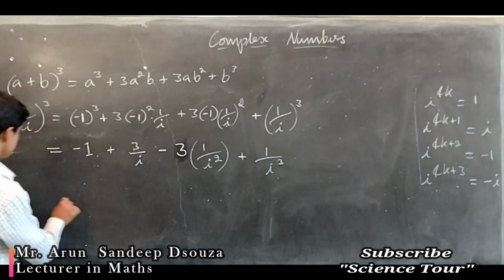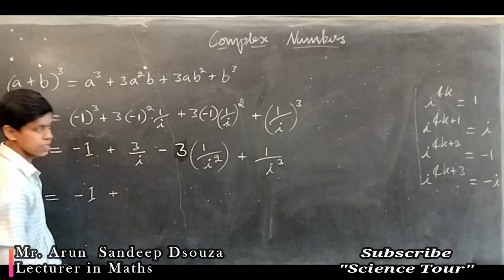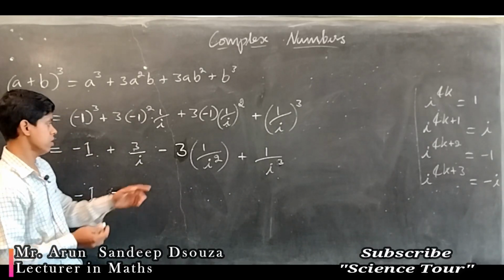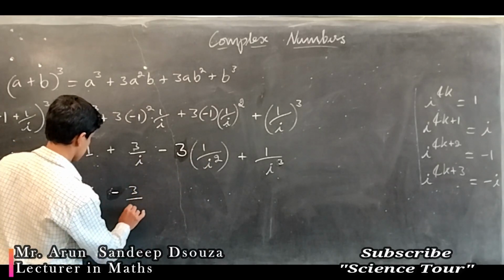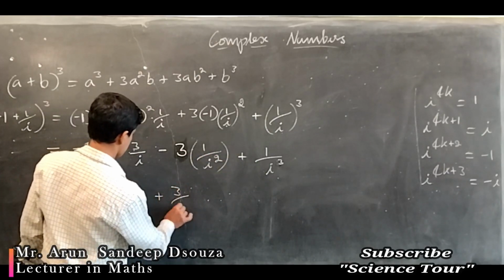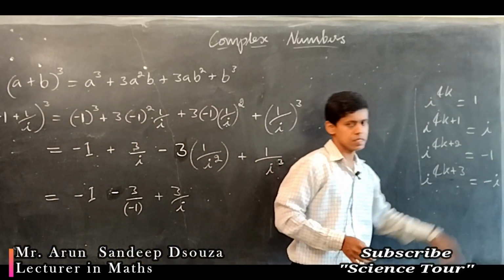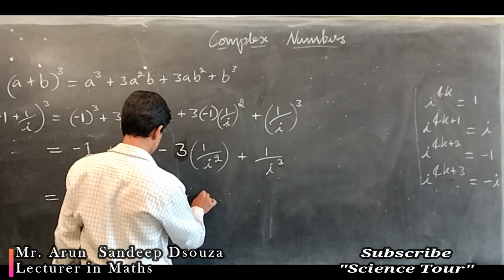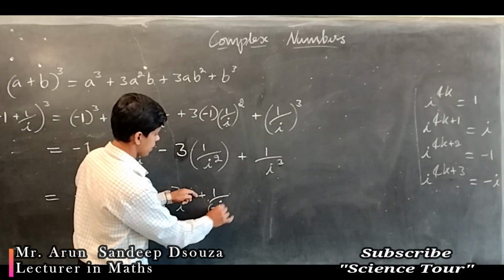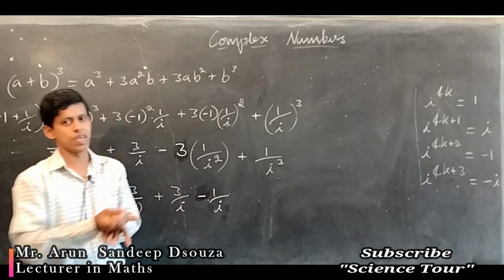Okay, so look at these things now. This is minus 1, fine. But here there is i. So first, i square is minus 1. Then I am writing 3 by i, then I will write this. What is i cube? i cube is minus i. So that is minus 1 by i. So it is actually plus and minus i. Correct? So plus and minus, you can write it as minus here. So I am writing directly.